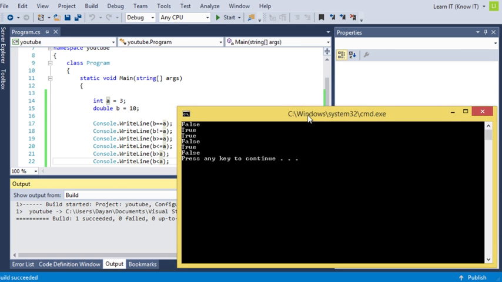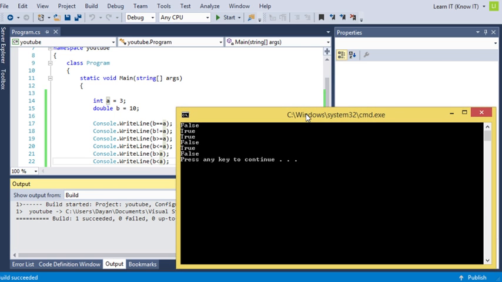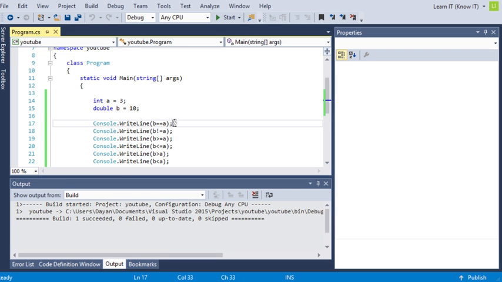Now what we've got is false, true, false, false, true, true, false, true, false. So we've got to take a look at what's actually happening. Over here I'm going to bring in a little comment. Again, we'll cover comments at some point soon, but at the moment we'll just leave it.